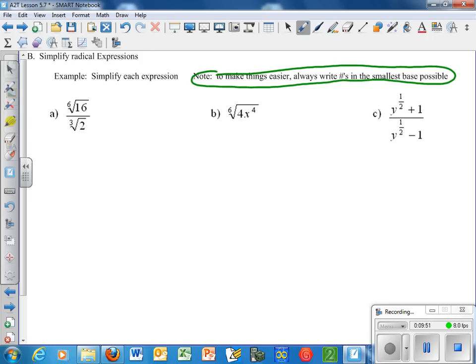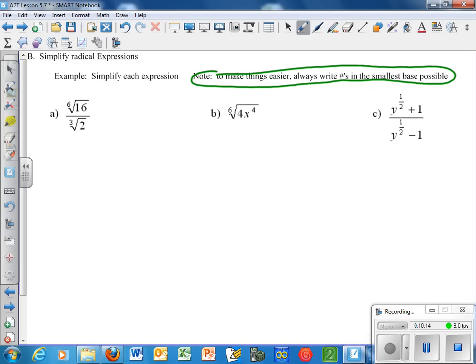If I had the number 4, I could write that as 2 squared. If I had the number 16, you don't want to write it as 4 squared. I agree it's 4 squared, but you actually can write that 16 as 2 to the 4th power, 2 being a smaller base than 4. So you always want to write things in the smallest base possible. This is going to help you simplify things.